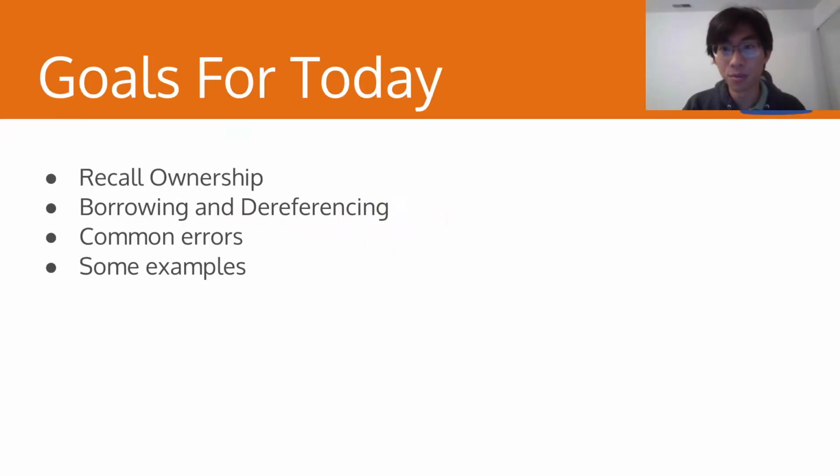So as an overview for what we'll cover this lecture, we'll review ownership, talked about in the last lecture. We'll introduce borrowing and dereferencing. We'll talk about some common errors with borrowing, and then we'll go over some practical examples.